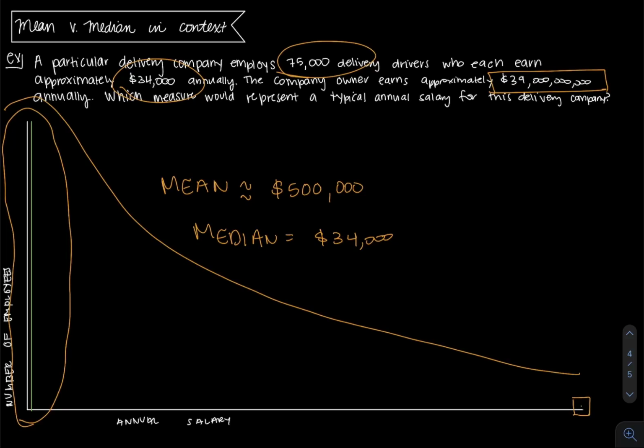Now, in this context, which better represents the actual annual salary of these employees? Does anybody earn near $500,000? No, but almost everybody for this company. And again, we're making it simpler to just look at the drivers versus the owner. But does anybody earn around $34,000? Yeah, almost everyone. So in this context, the median is the better choice to represent a typical annual salary for this delivery company.